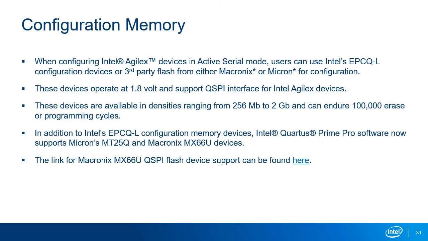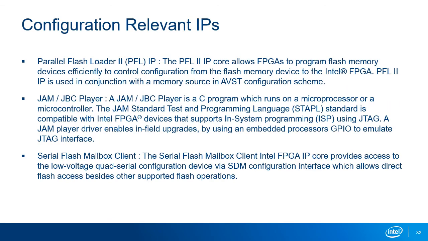Active serial configuration for Agilex devices can be implemented using Intel's EPC-QL or a third-party QSPI flash configuration device. These devices operate at 1.8 volts and support the QSPI interface, which is the supported interface type for Agilex devices. These configuration memories are available from 256 megabit to 2 gigabit densities and have an endurance of 100,000 erase or program cycles.